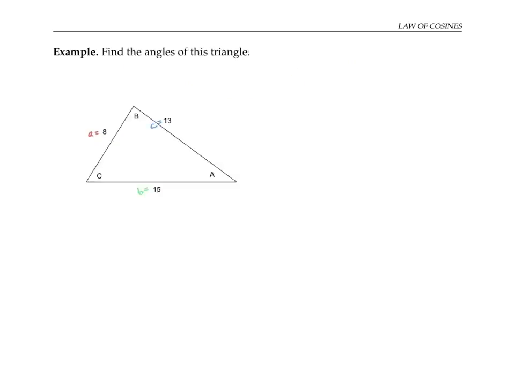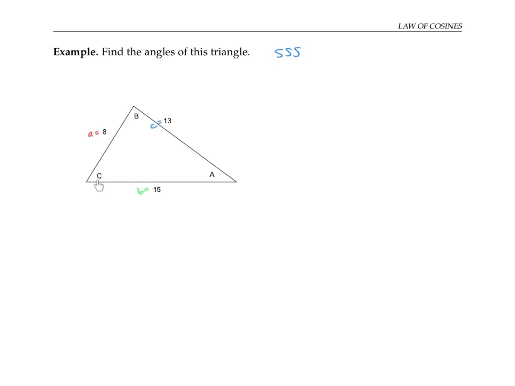In the previous example, we were given two sides and the angle between them. In this example, instead, we're given three side lengths. So I'll call this an SSS, side-side-side triangle. We need to find all three angles. Although there are a lot of computations involved, the ideas are the same as in the previous problem.